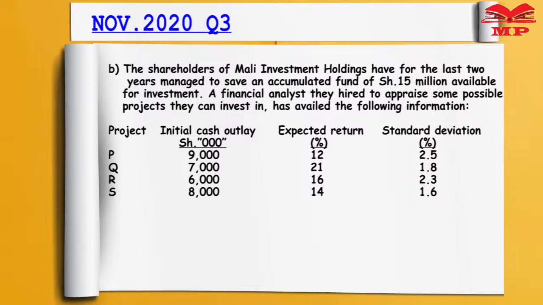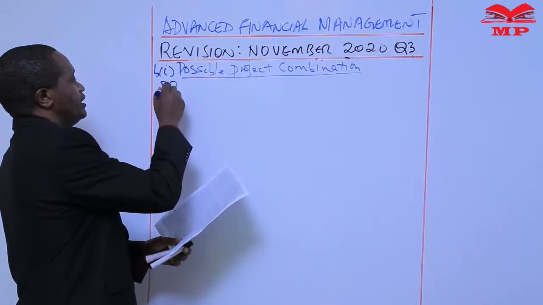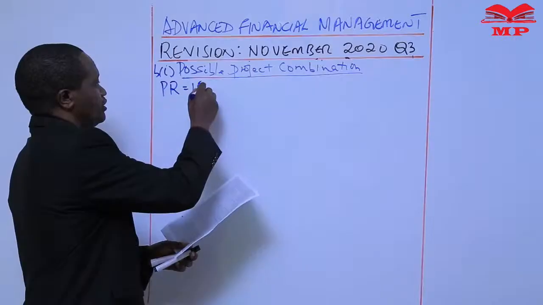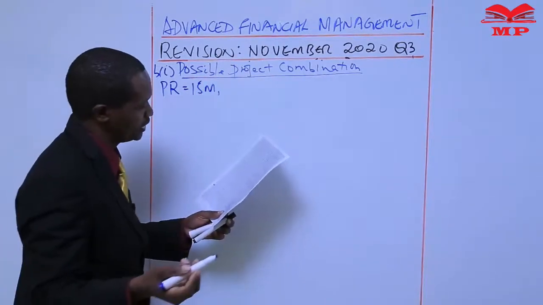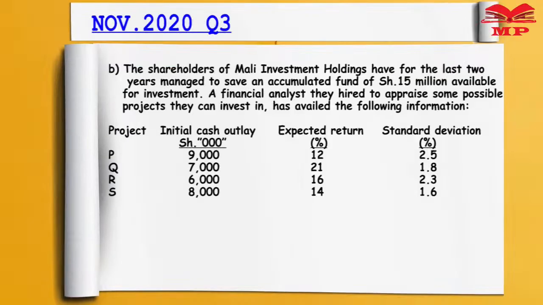But if you check projects P and R, you can see project P requires 9 million, and project R requires 6 million, which is equal to 15 million. 15 is equal to 15 million. There's no other combination with project P other than this one with R.